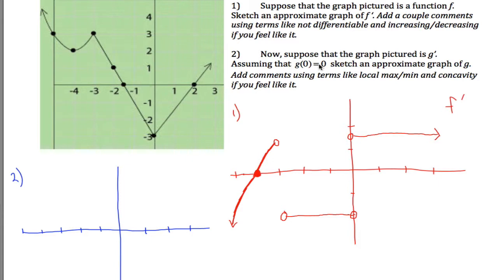And it also gives me a little hint. It says, you're going to draw g, and g of 0 equals 0. That means it must go through this point. Gives me a starting spot at least.